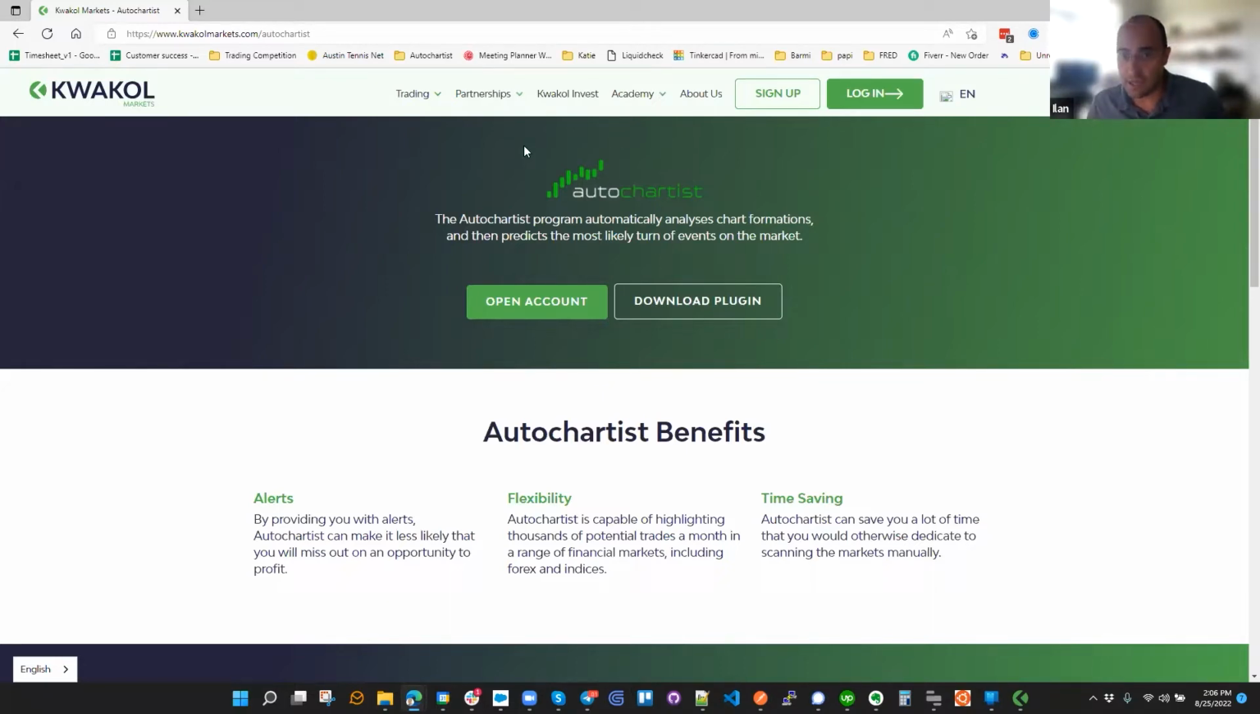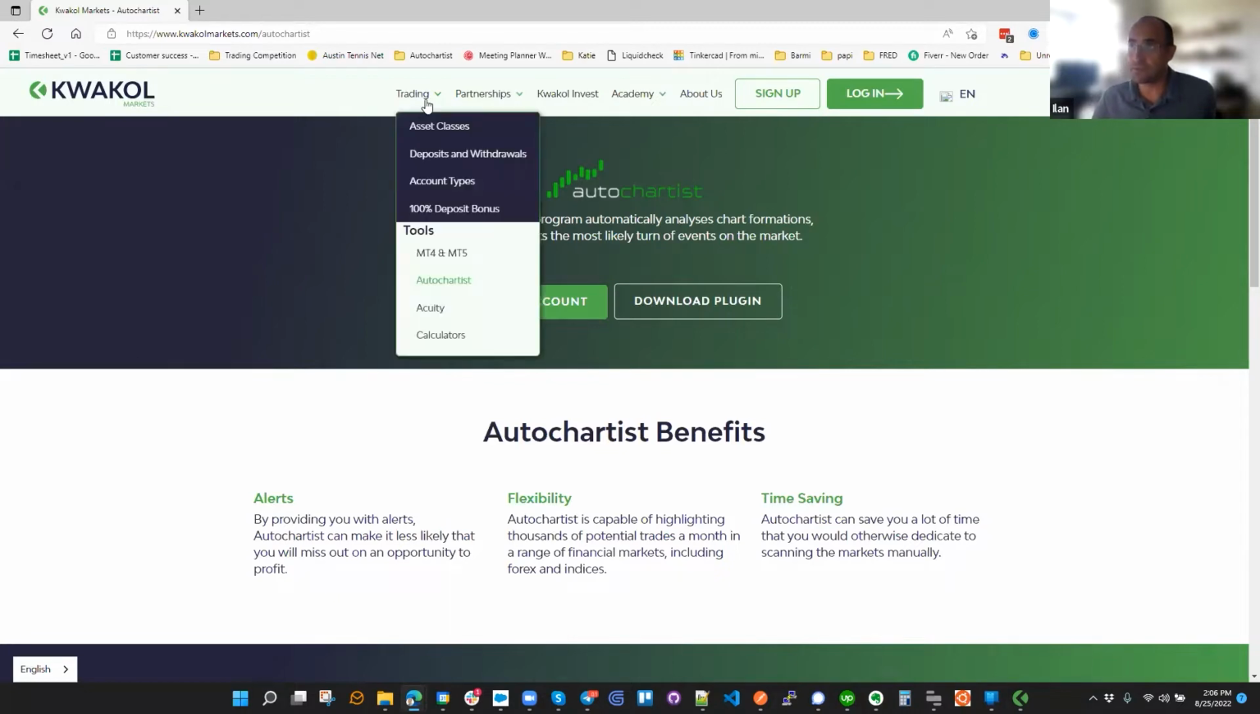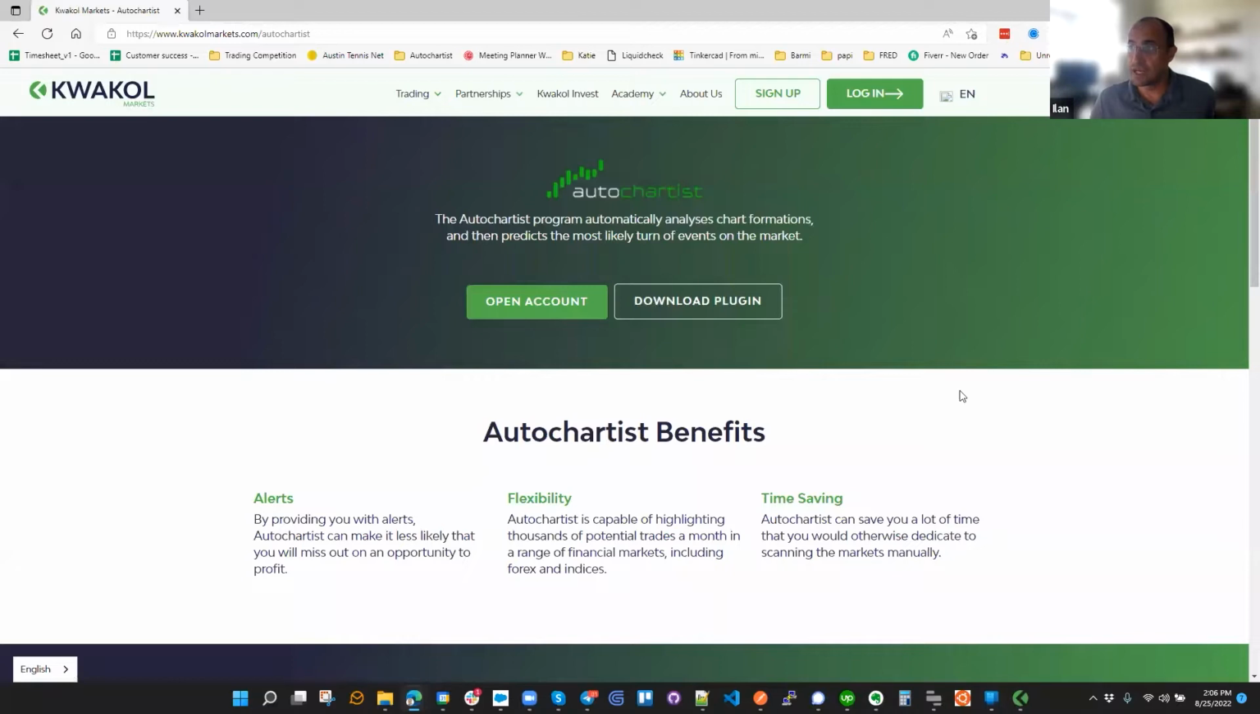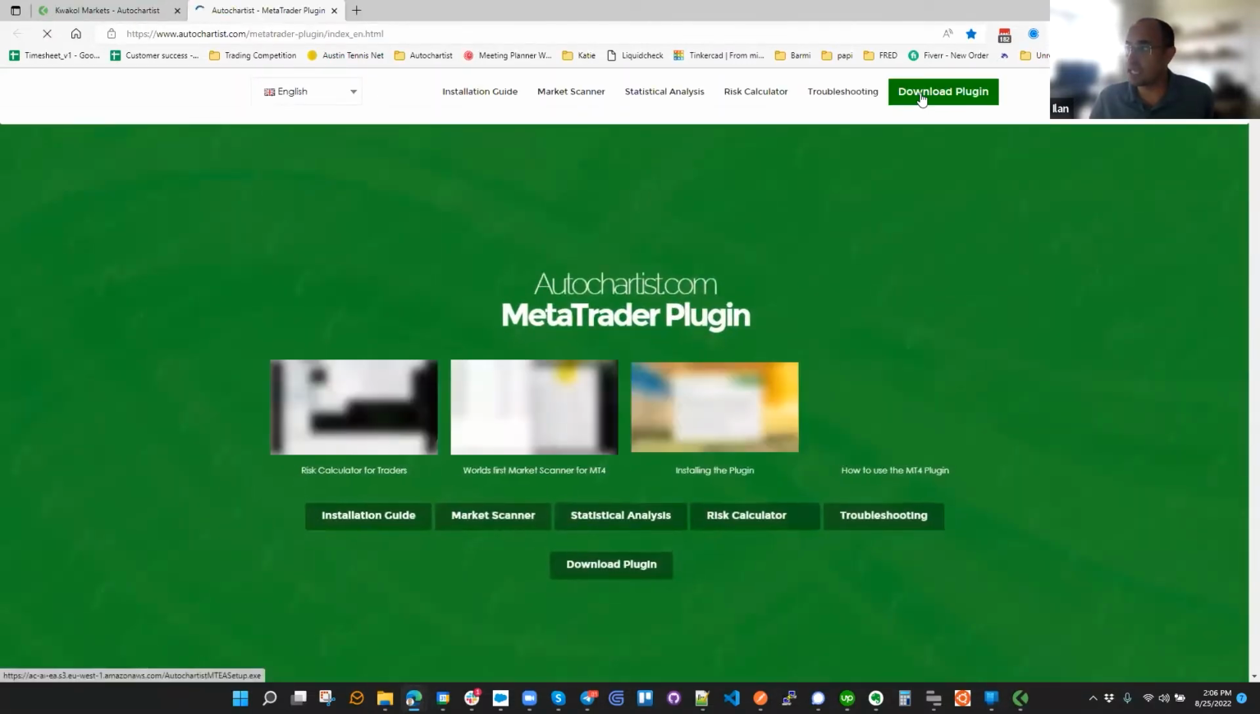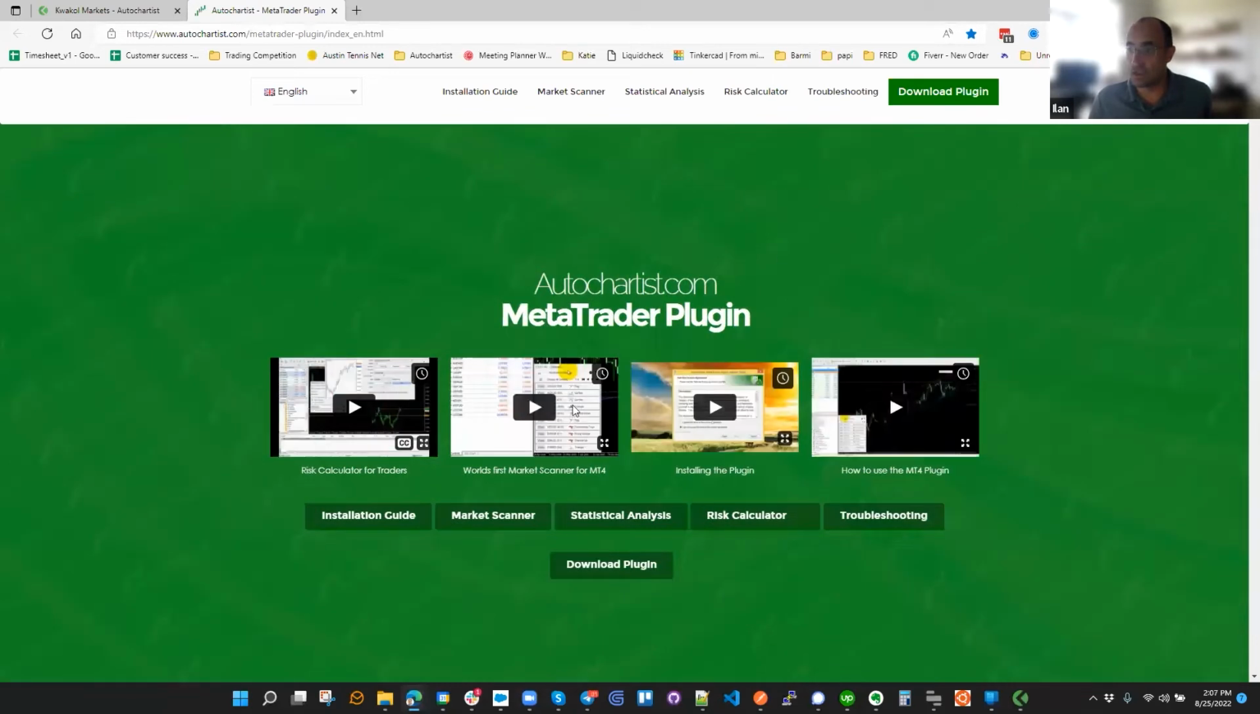Just as a same thing, just 30 seconds on how to get the tool. On the Kwakol Markets website, you click on trading. Under the tool section, there's something called Autochartist. You click on that. You get a web page that looks like the one you're seeing in front of you now. You click on the download plugin link, and that'll take you to our website where you can just click download plugin again, or you can watch some educational videos which talk a lot about the stuff that I'm talking about to you over these last three webinar sessions. This is the third of 3 webinar sessions.